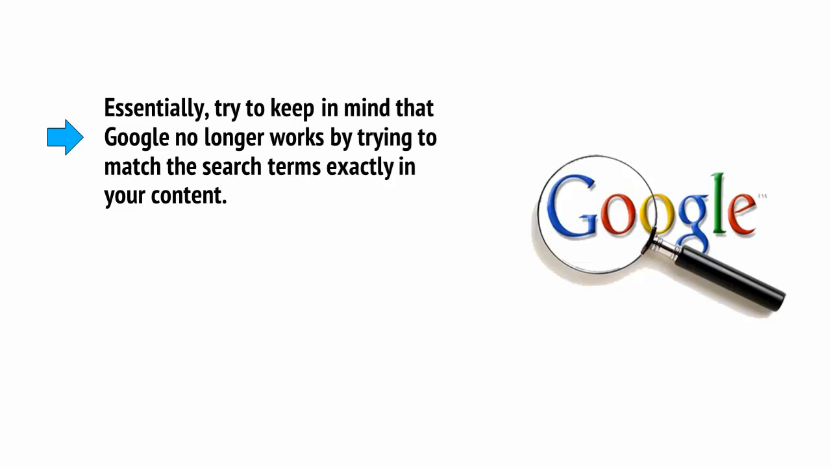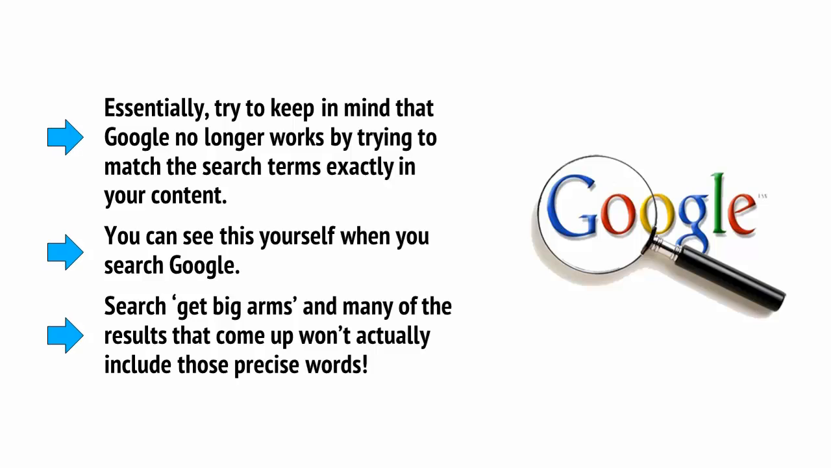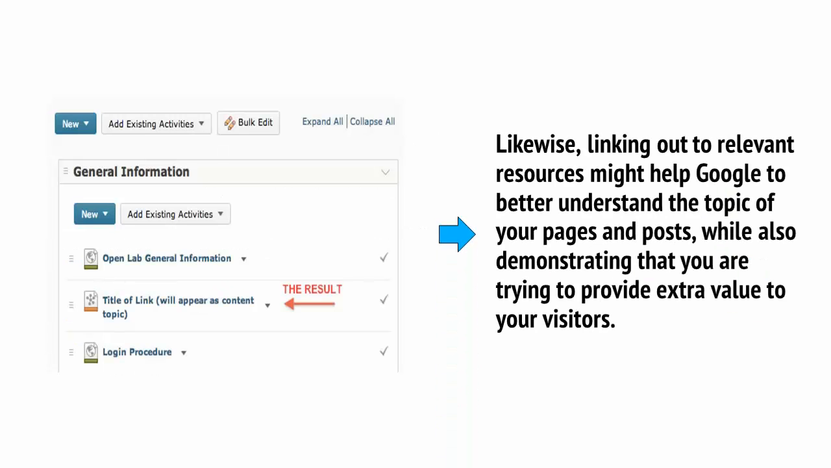Essentially, try to keep in mind that Google no longer works by trying to match the search terms exactly in your content. You can see this yourself when you search Google. Search get big arms, and many of the results that come up won't actually include those precise words. Likewise, linking out to relevant sources might help Google to better understand the topic of your pages and posts, while also demonstrating that you're trying to provide extra value to your visitors.